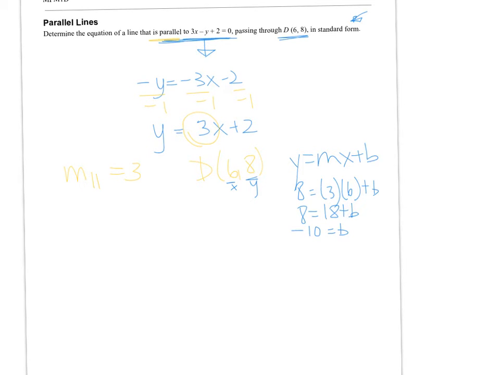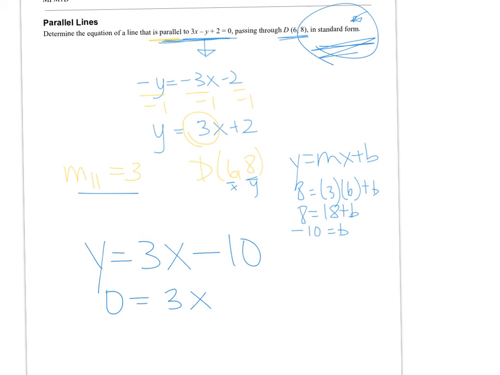I'm not done because if I look back at what I'm supposed to do, I need to write this in standard form. Well, in y equals mx plus b form, I get y equals 3x minus 10. But this is not standard form. In standard form, I'm going to have my x and my y on one side and my number on the other, or have it all on one side. So I'm going to bring the y over. So if I go 0 equals 3x minus y minus 10, this would be standard form. Alternately, if you had 3x minus y equals 10, that was also correct.